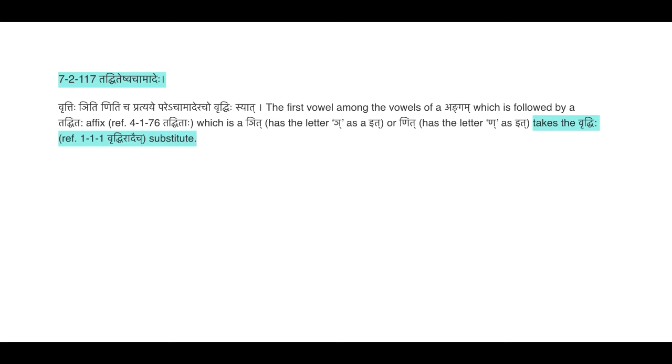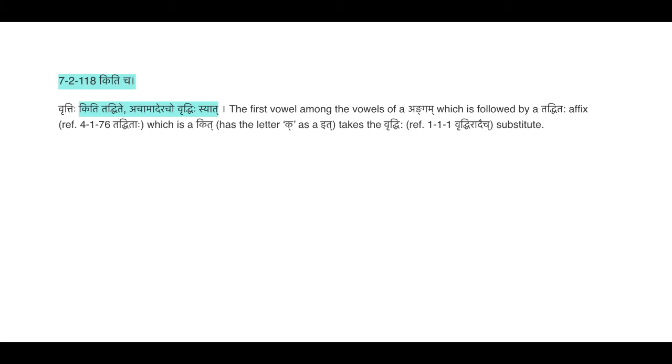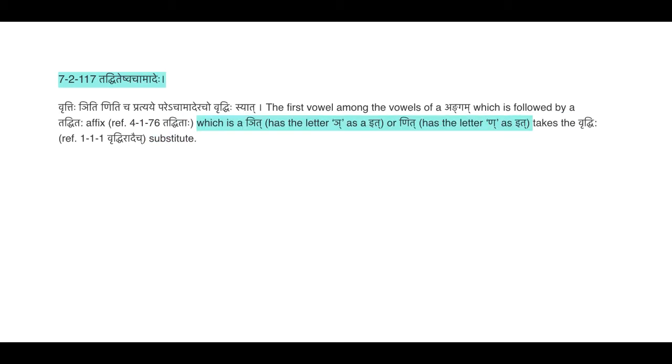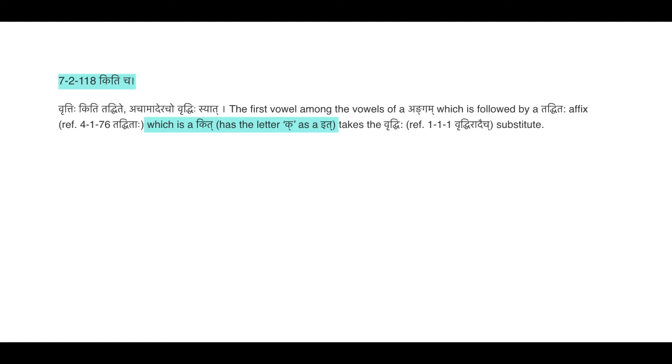The present sutram 7.2.118 kiticha, which has the vritti kiti tadhite achamade racho vriddhi syat, tells us that the first vowel among the vowels of an angam, which is followed by a tadita affix that is a kit, meaning it has the letter ka as an it, takes the vriddhi substitution. So the prior sutram covered those cases when the tadita affix had the letter ñ or the letter ṇ as an it. This one covers the case where the tadita affix has the letter ka as an it.